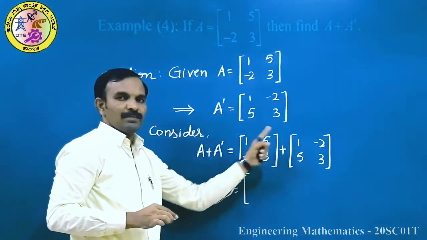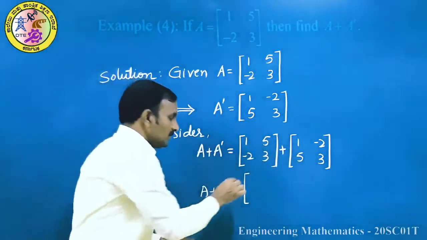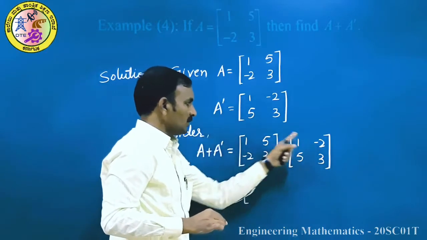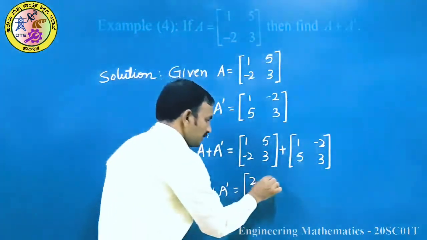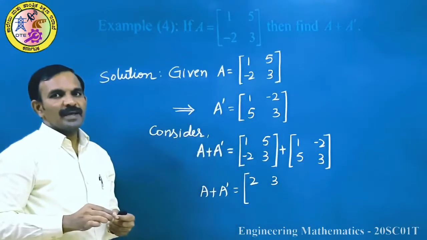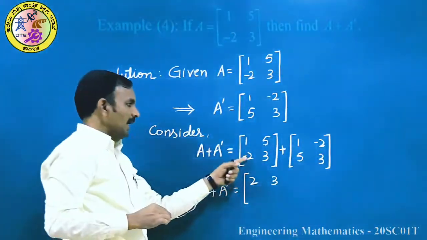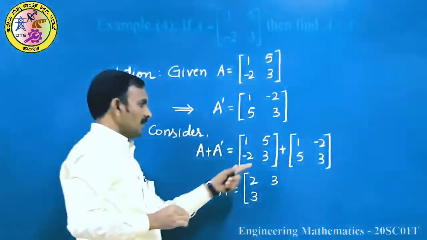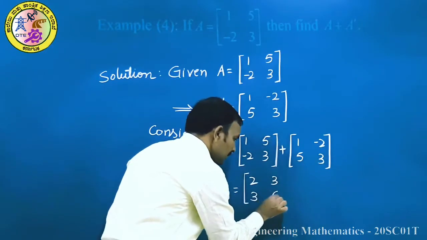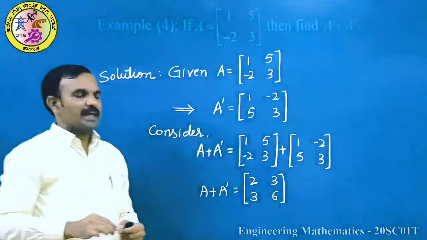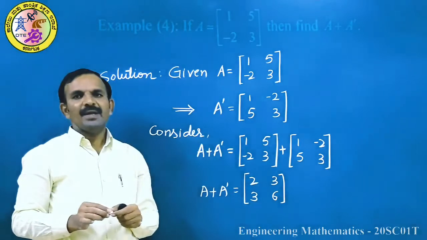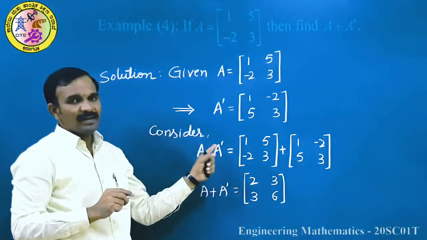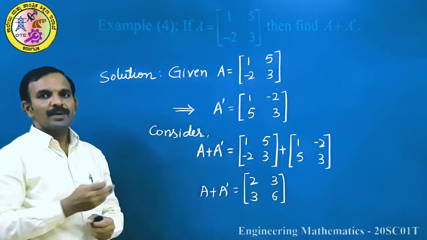1 plus 1 is 2. 5 plus minus 2 is 3. Minus 2 plus 5 is 3. 3 plus 3 is 6. It is A plus A dash. First you have to find out A dash, then you have to find out A plus A dash. If you want, you can note it down.